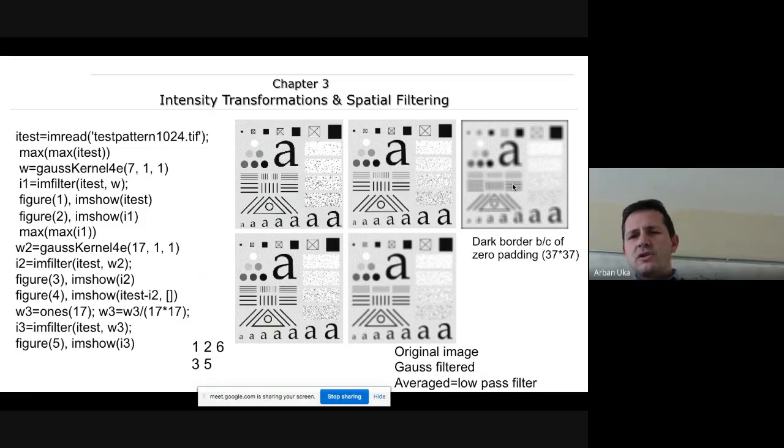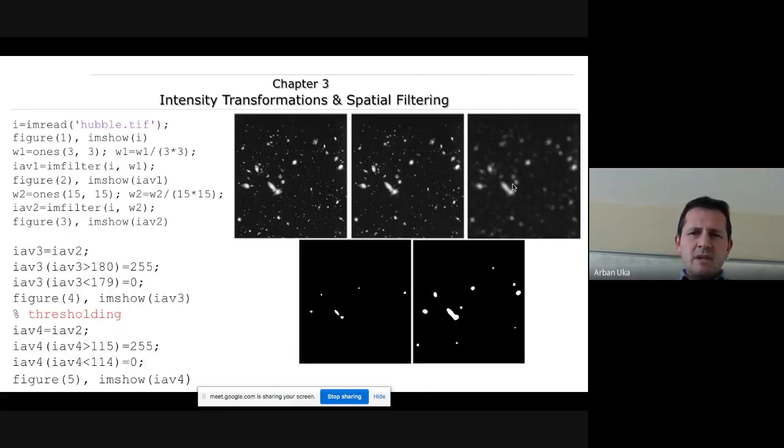And this is because the image is 37 by 37, so we need to do padding. If the padding is zero padding, that means the edges of the image will be averaged out with a lot of zeros. That means it makes the edges darker. Here we have another example.